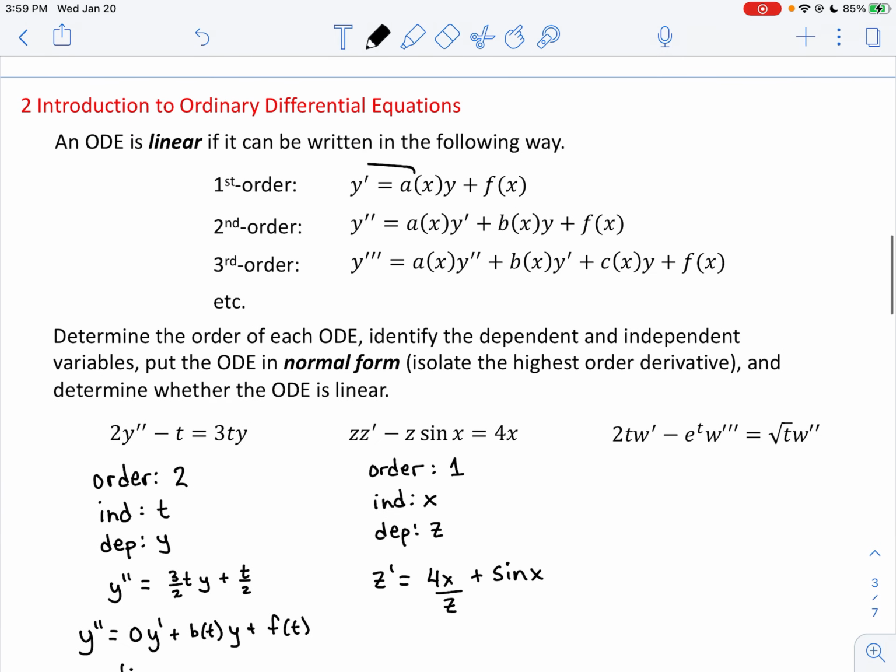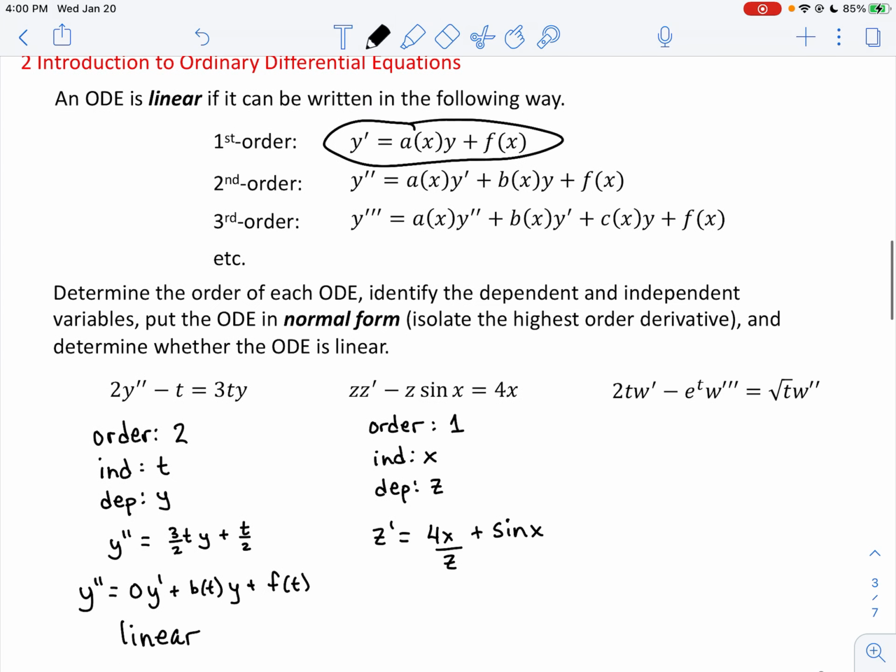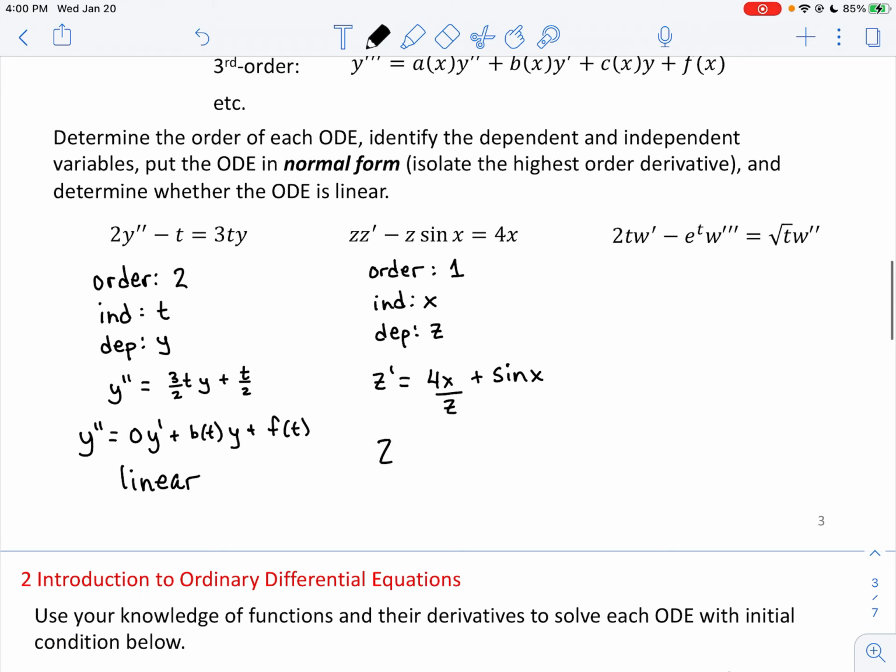The question is, does it look like this general structure? So we have z's instead of y's, and the x's are the same. But I can definitely see there's the f of x right there. But notice that if I were to bring this z in the denominator up, it'd be z prime is equal to 4x times z to the minus 1 plus sine of x.